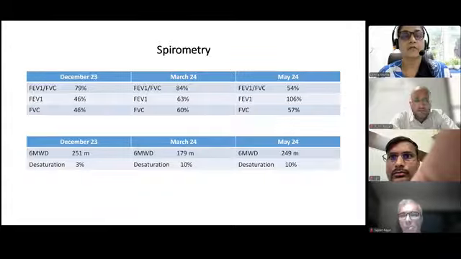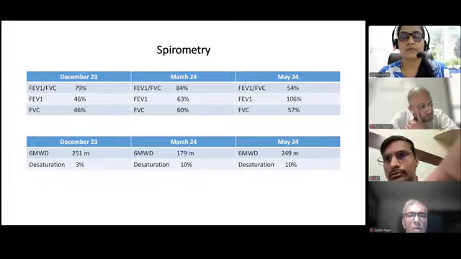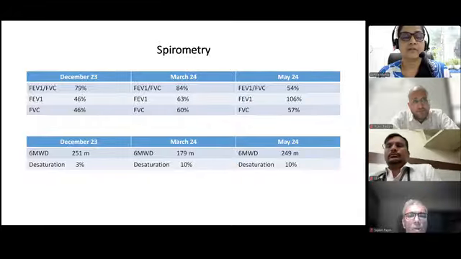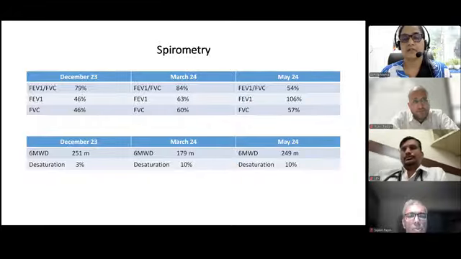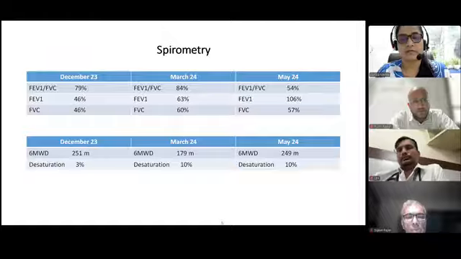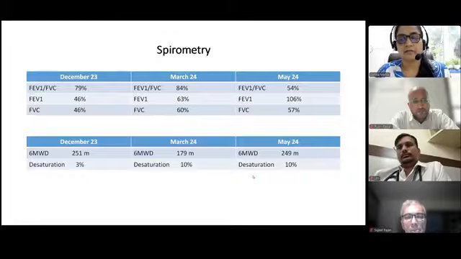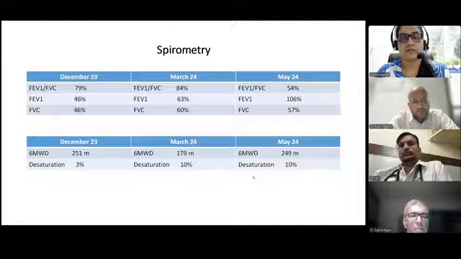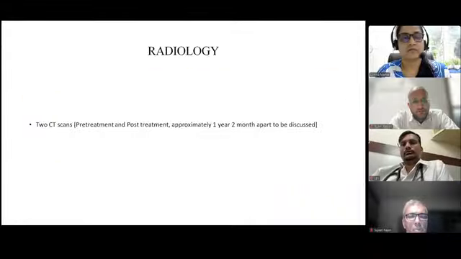6-minute walk distance as well showed that the distance walked deteriorated from 251 to 179 and then picked up to 249, reaching the baseline. And the desaturation was 3% initially. However, it was significant, up to 10%, later on. After May 24, we could not get any PFTs as the patient was unable to do that.